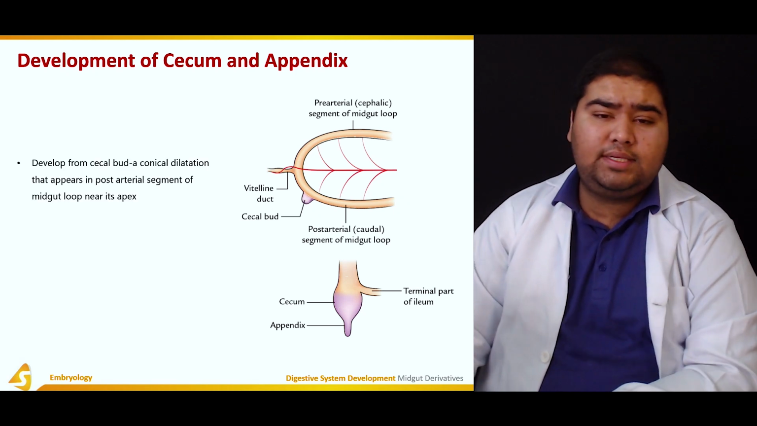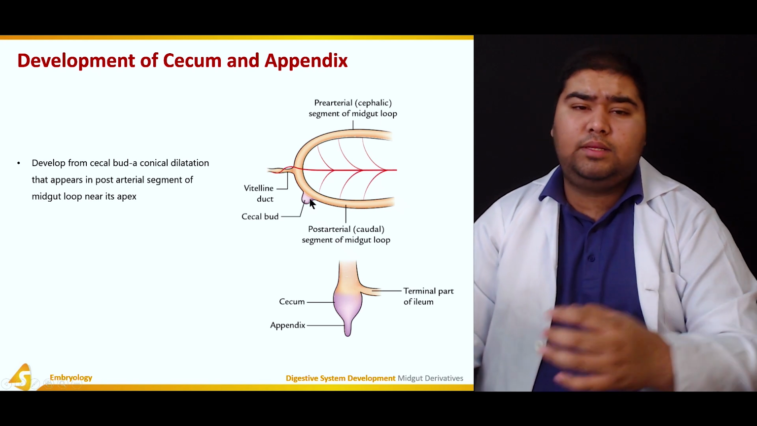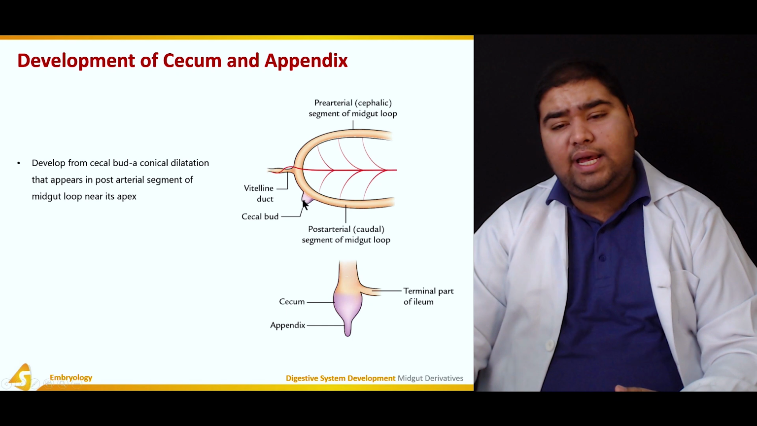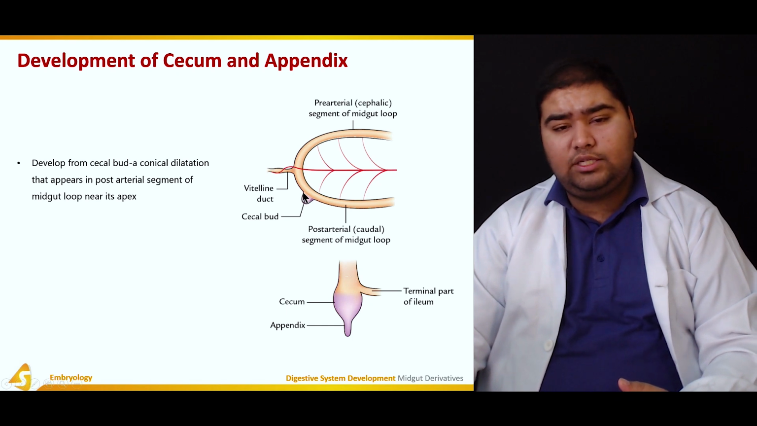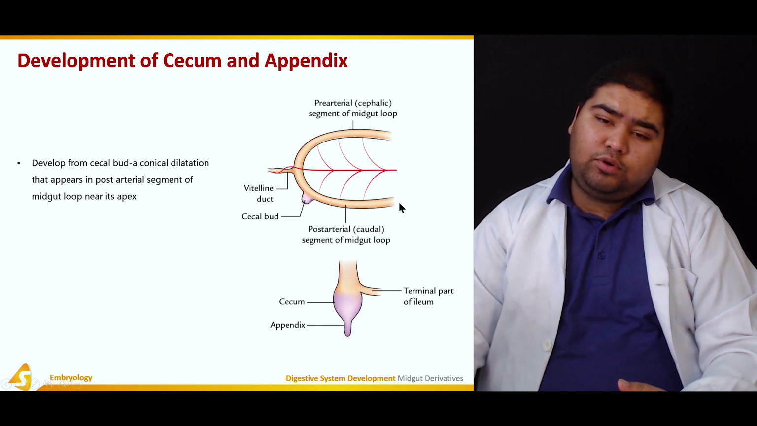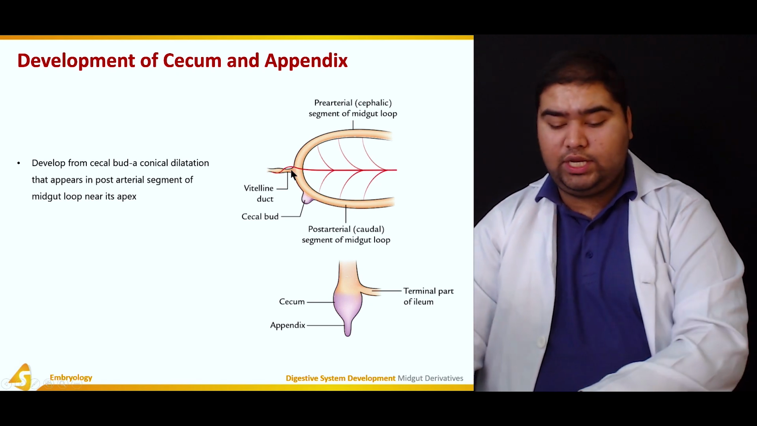We talked about this earlier. This is the cecal bud. The cecum and appendix are formed from the cecal bud, which is a conical dilation. This is a cone-like dilation that appears in the post-arterial segment of the midgut loop near its apex, the highest point.